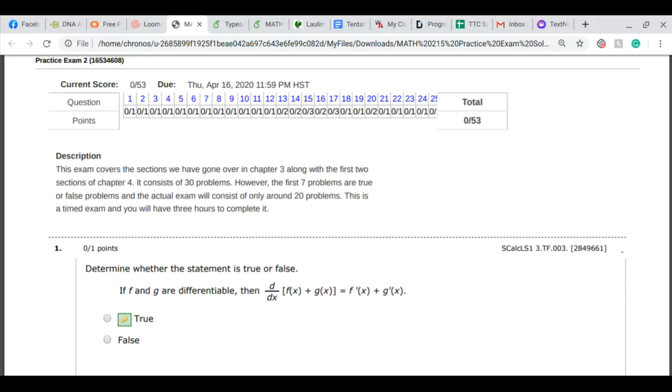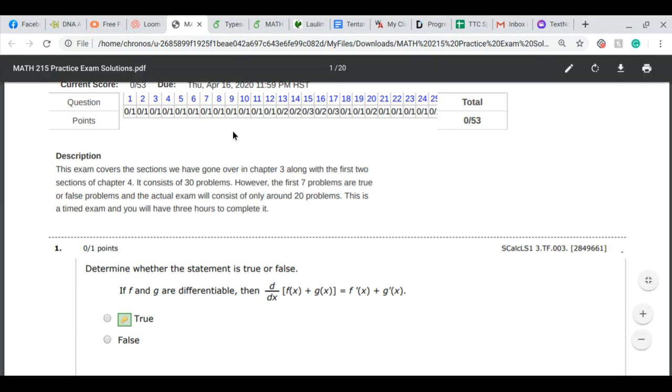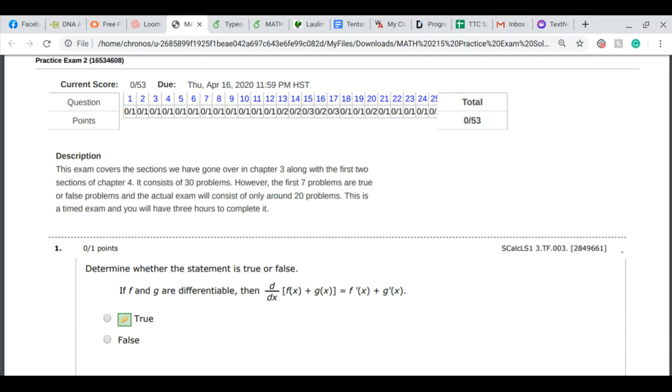Hello, welcome to tonight's lecture about the solutions to your practice exam on WebAssign. You realize you still have until 11:59 at night to finish this, but we'll be going over the solutions and hopefully this will help, especially for those of you who are still having trouble accessing WebAssign.